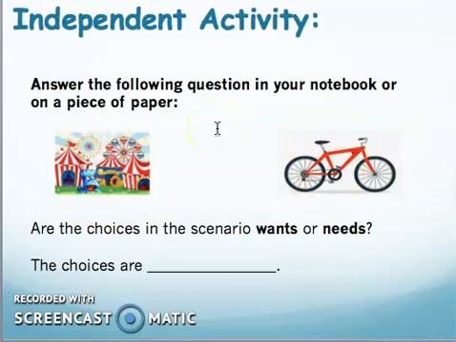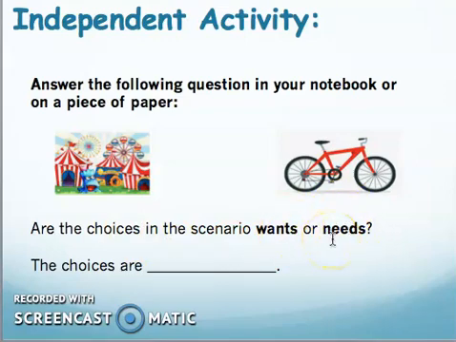But are these two choices in this scenario wants or are they needs? So you're going to write in your notebook, are the choices in the scenario wants or needs, and then you're going to answer the question. Remember we talked about the difference between needs and wants. Sometimes we have to choose between something we want and something we need, or sometimes we choose between two things that we want. So you tell me, are these wants or are these needs?